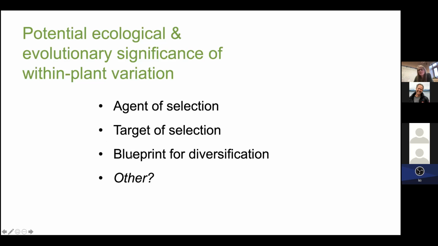But I hope that I've at least convinced you that it's worthwhile to think about the potential for ecological and evolutionary significance of within plant variation. If most variation in organ level traits is occurring within individuals, by at least considering its potential importance, we can hopefully gain a better understanding of how plants work, and it might help guide us to focus our attention on the traits that matter most for plant adaptation. Maybe within plant variation is actually a part of how a plant succeeds.